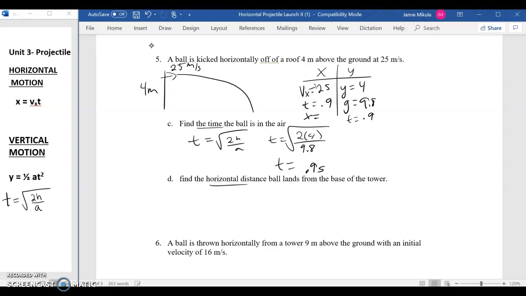Okay, so we're looking for x. So again, we're going to find x equals vx times t. x equals 25 times 0.9. Do that in your calculator, you should get 22.6. x equals 22.6 meters.